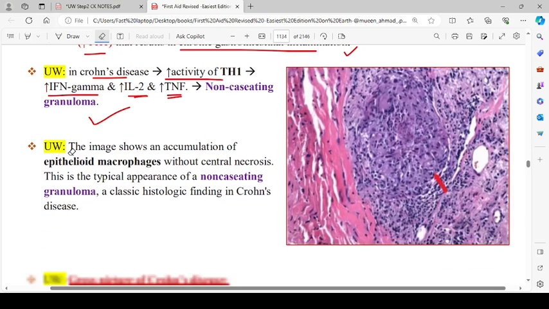Then the UWorld point is the image shows an accumulation of epithelioid macrophages, basically without central necrosis. This is the typical appearance of a non-caseating granuloma that can be seen in Crohn's disease. Another condition in which we can find non-caseating granulomas is sarcoidosis. It is a classic histological finding of Crohn's disease.